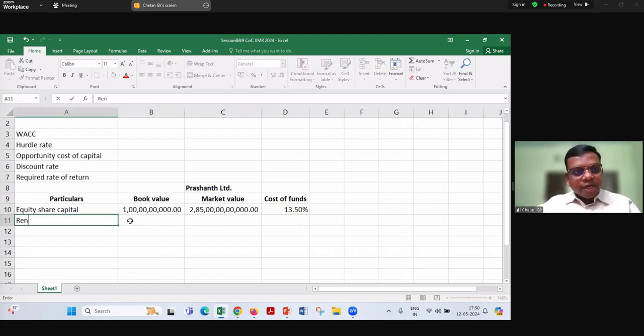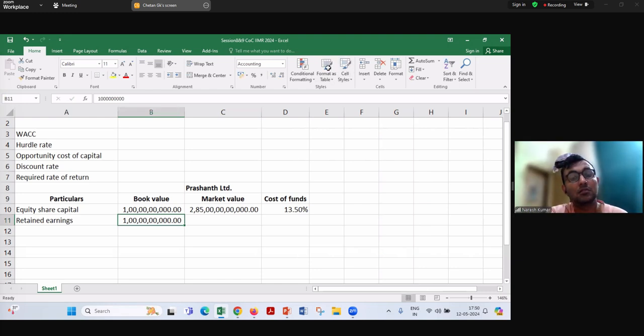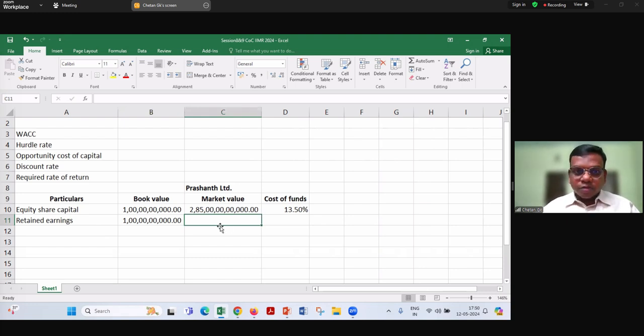So the company has got retained earnings as well. The company has got some 100 crores as retained earnings. Can you tell me how much is the market value of these retained earnings? The market value and the book value of the retained earnings will be the same. We should not be computing the market value of the retained earnings, because it's the profits which have flowed back into the business itself for a period in time. So book value and market value will be the same.